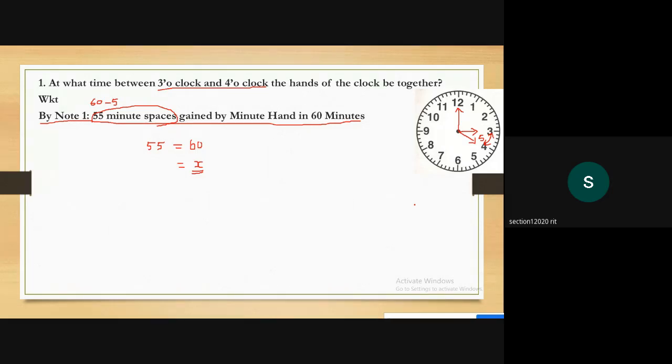Okay, so I don't know this value, so I am taking it as x. Another thing, you can see here it is starting from 3 to 4. Now we calculated the spaces for 3. Look at what spaces: 12 to 1 is 5 spaces, 1 to 2 is 5 spaces, 2 to 3 is 5 spaces. So in total I have 15 spaces. Okay, so I'm having 15 spaces.